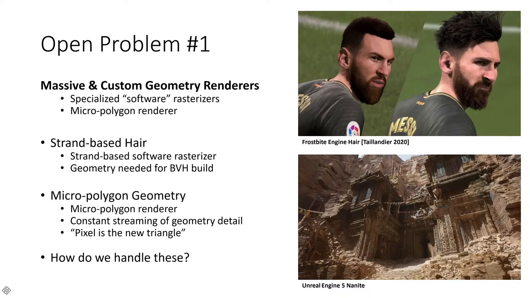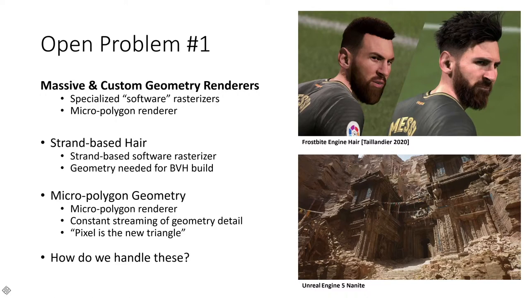So here's a more specific open problem. In this world of hybrid pipelines, we see more and more implementations of custom geometry renderers. The amazing strand-based hair that the Frostbite team has presented and shipped with the EA Sports FIFA team is a good example of a very optimized compute-based software rasterizer. And with ray tracing now, the software rasterizer has to interface and feed into the ray tracing acceleration structure. So that's a bit of a challenge.